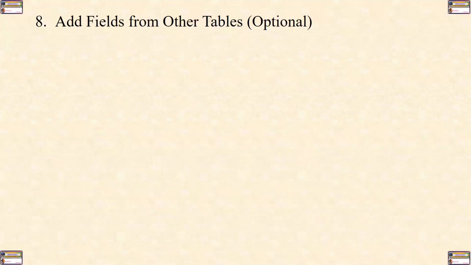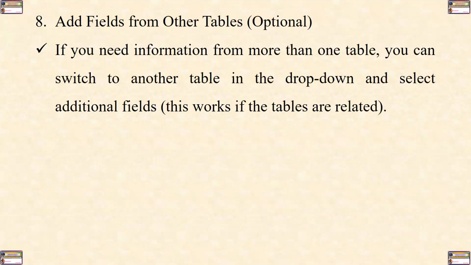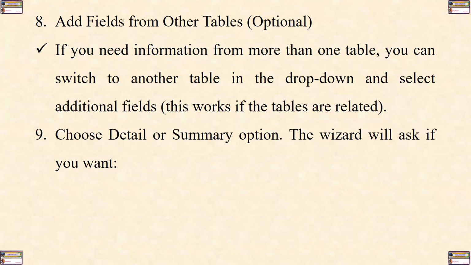You then add fields from other tables if need be. If you need information from more than one table, you can switch to another table in the drop-down list and select the additional fields, and this one works if the tables are related.